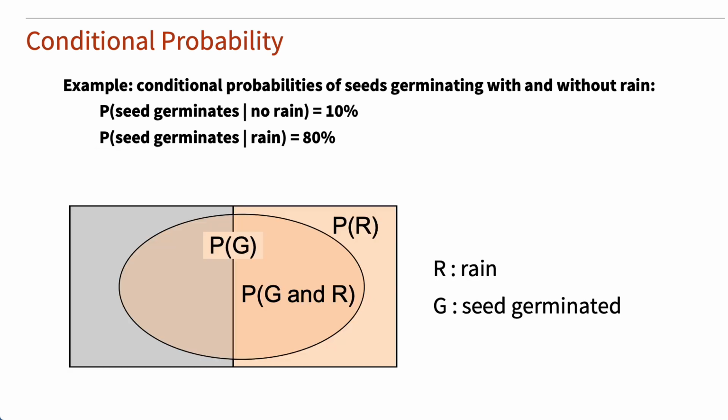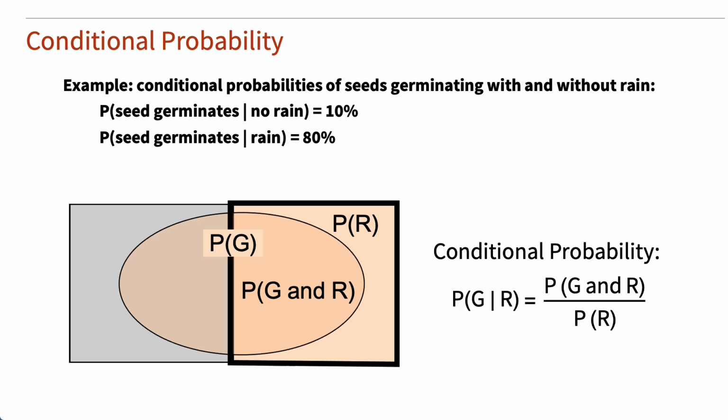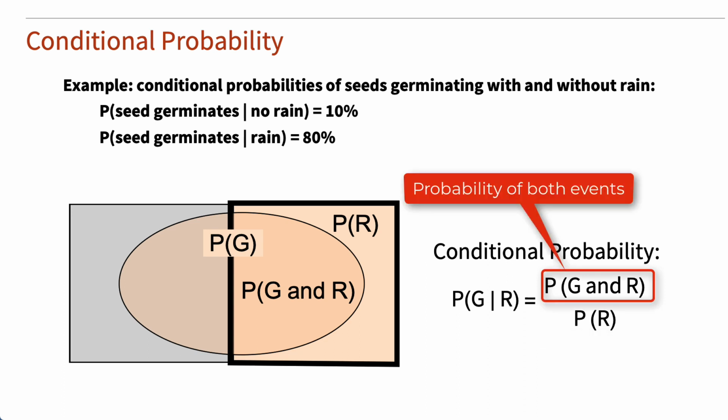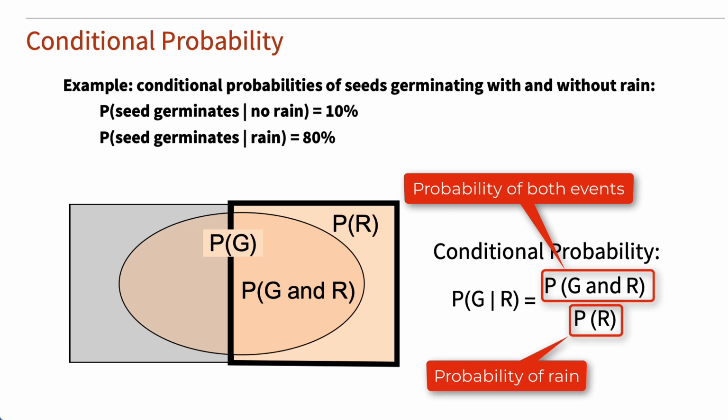Here's a diagram to illustrate these probabilities. In this diagram, R represents rain and G represents the event of a seed germinating. Considering only the part of that diagram corresponding to the probability of rain, the fraction of that probability in which a seed germinates is the conditional probability of the seed germinating given that there has been rain, which is the probability of both events divided by the probability of rain.